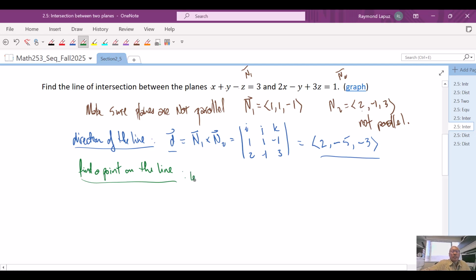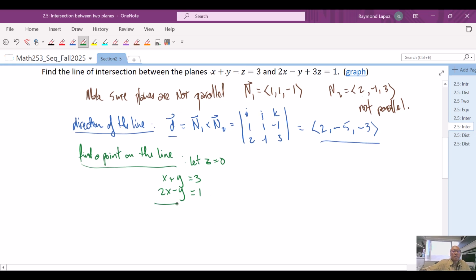So let's let z equal 0, and then we have x plus y minus 0 is equal to 3, and then 2x minus y plus 3 times 0 is equal to 1. So we have two equations and two unknowns. This is easily solved by adding both equations. I have 3x is equal to 4, so x is equal to 4/3.